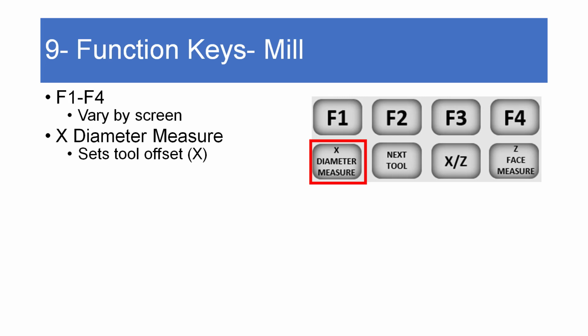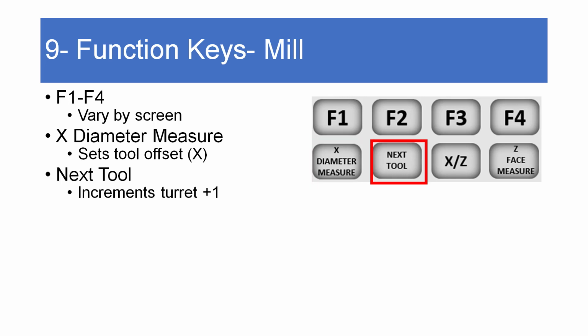We'll look at several methods to set a tool offset in the machine. This button is one. Moving to the right, you'll see the next tool key. This will cycle to the next tool station or up 1 number on the turret. This allows you to set multiple tool offsets without leaving the function keypad.